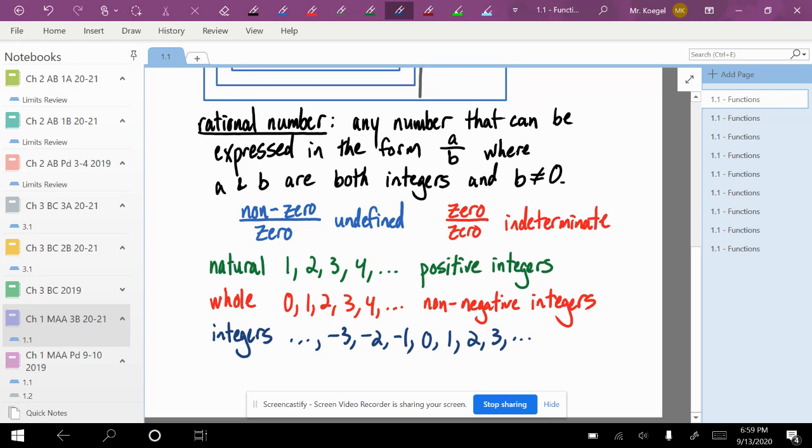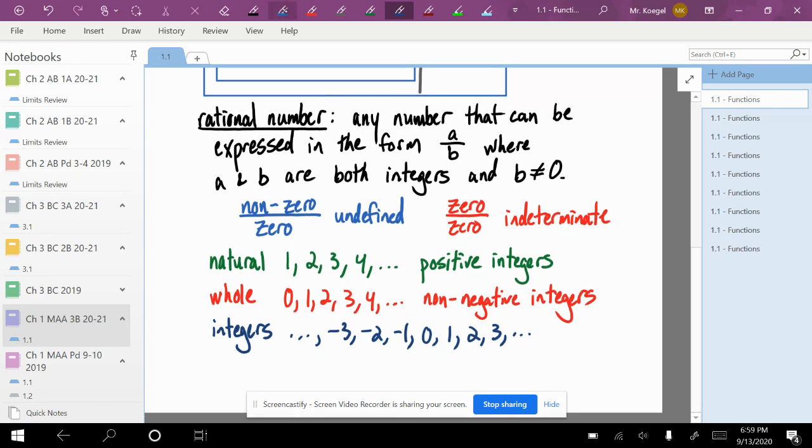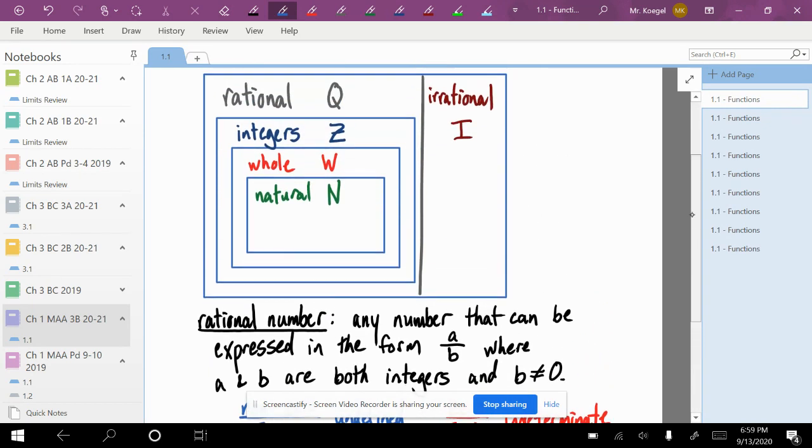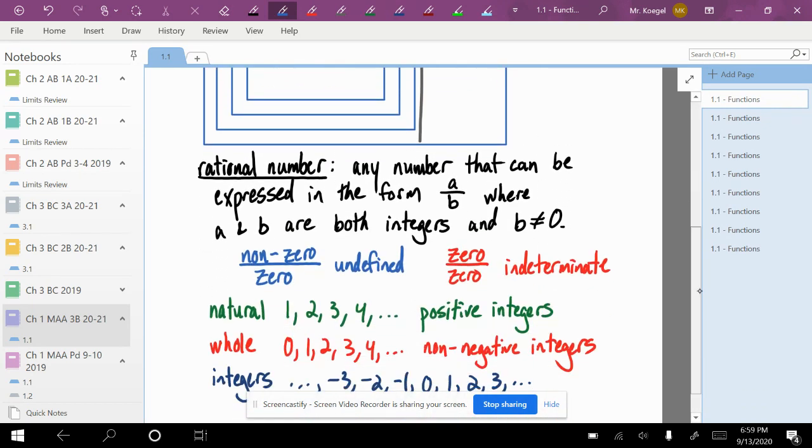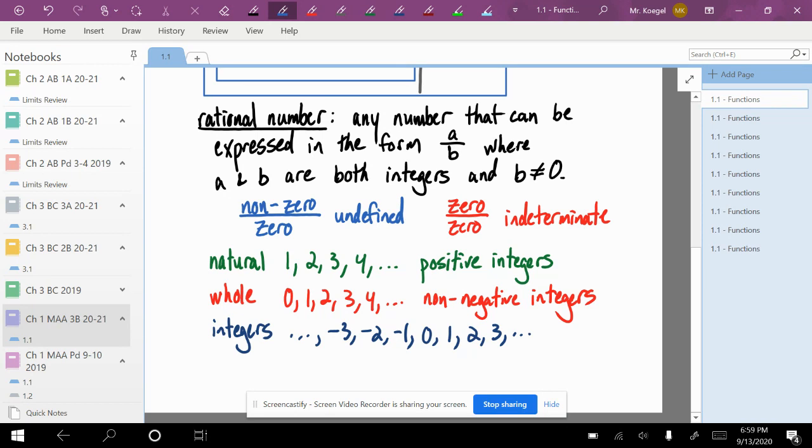Okay? And then we get into irrational numbers. We'll talk about irrational numbers which aren't a subset of the others. An irrational number, really we define it as anything that's not rational. So any number that cannot be expressed in the form a divided by b, where a and b are integers and b is not equal to 0. So we really don't have a separate definition of irrational other than to say it's something that's not rational.